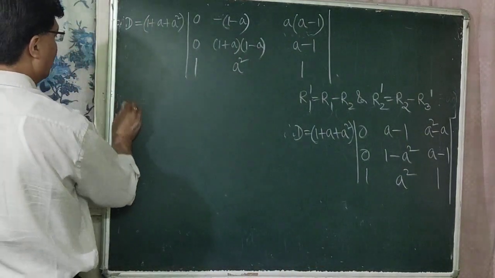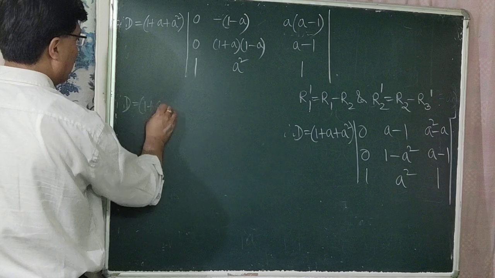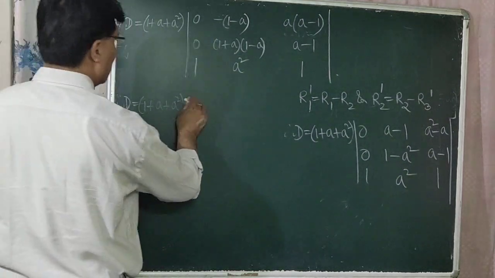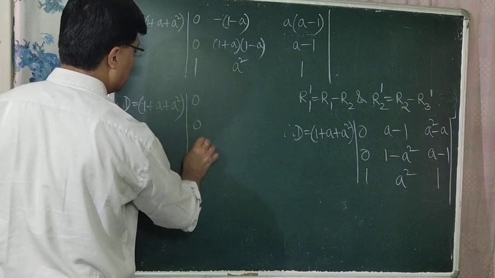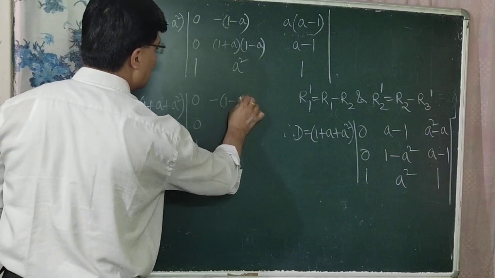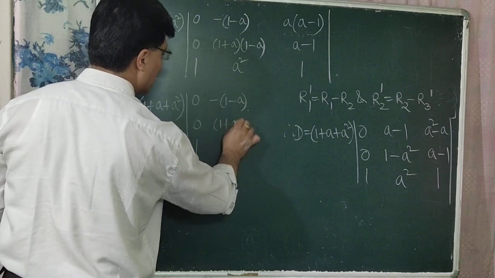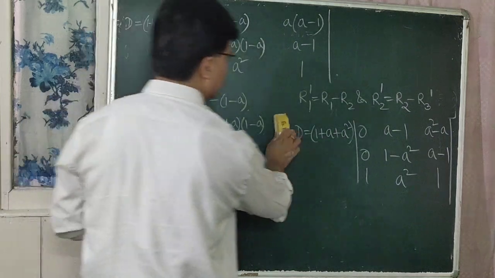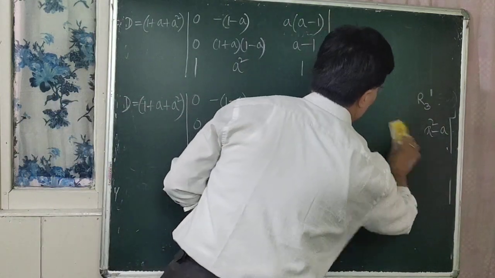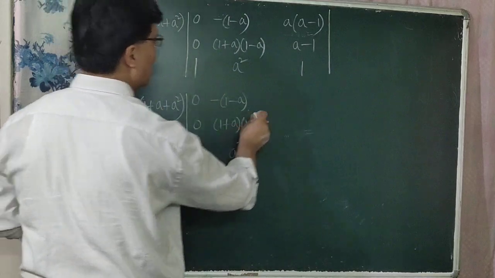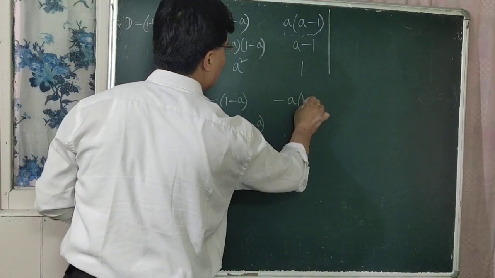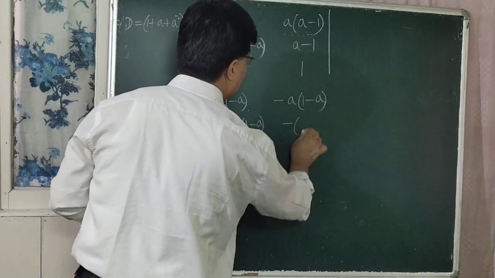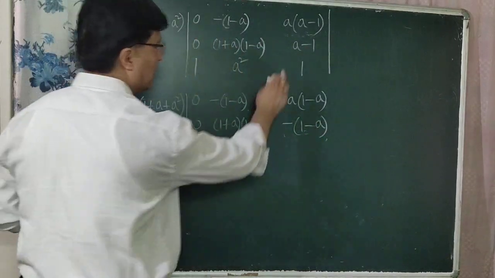So right now, therefore D is equal to 1 plus A square, right? Now first column 0, 0, 1, second column minus 1 minus A, 1 plus A into 1 minus A. This is A square, right? Next one is minus A common within bracket 1 minus A, because we have taken minus common. Again here we take minus common, within bracket 1 minus A. Then write down 1.